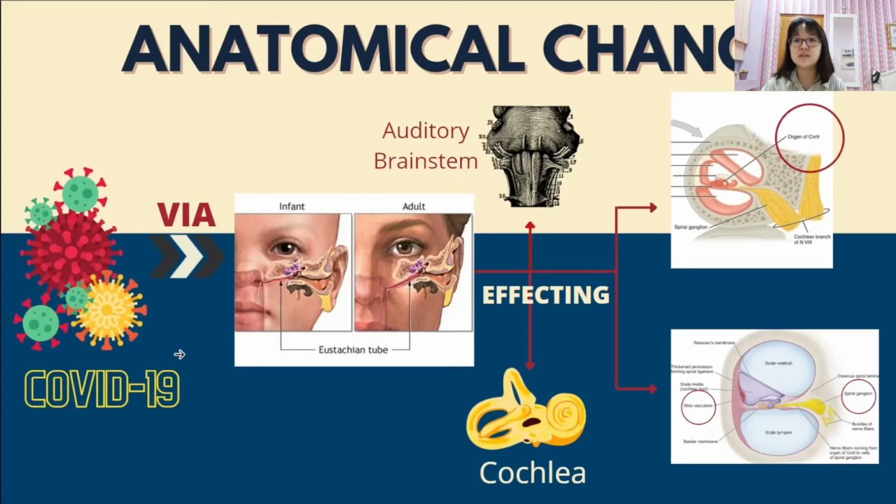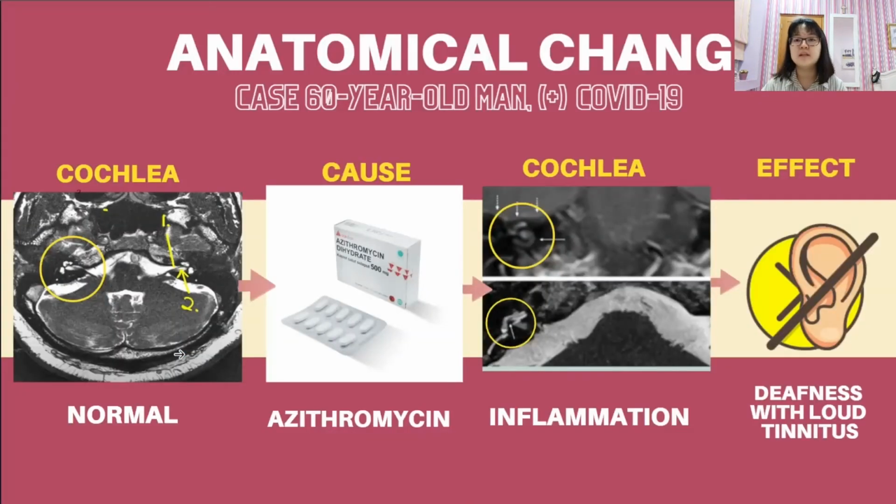According to current research, COVID-19 can be transmitted to the auditory system through the eustachian tube, affecting the auditory nerve, organ of Corti, stria vascularis, spiral ganglion, or cochlea, causing auditory disturbance. Besides the virus, COVID-19 patients can also experience auditory disturbance due to some medication effects.